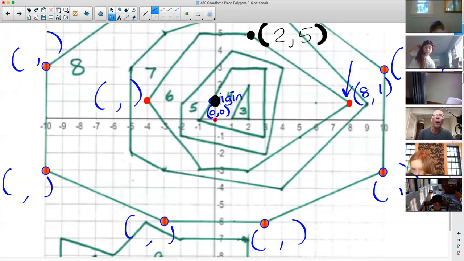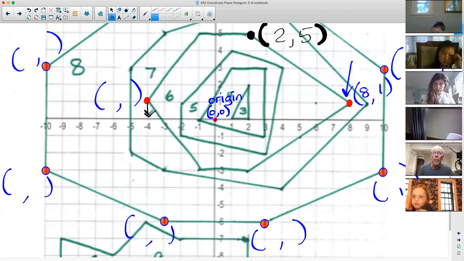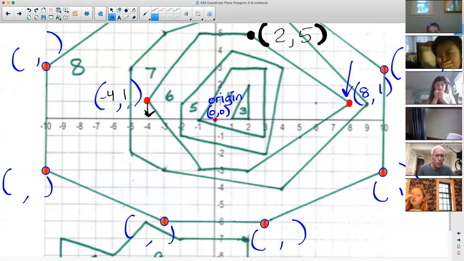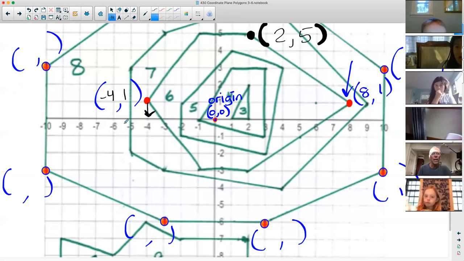And Jack, what did you come up with for this point? What is it pointing down to, everybody? Come on, everybody say it out loud. Negative 4. And we go up how far? 1. Exactly. So Isabella, do you see that? Good. Sabrina, you see that? Excellent, excellent, excellent. Tegan, do you see that too?